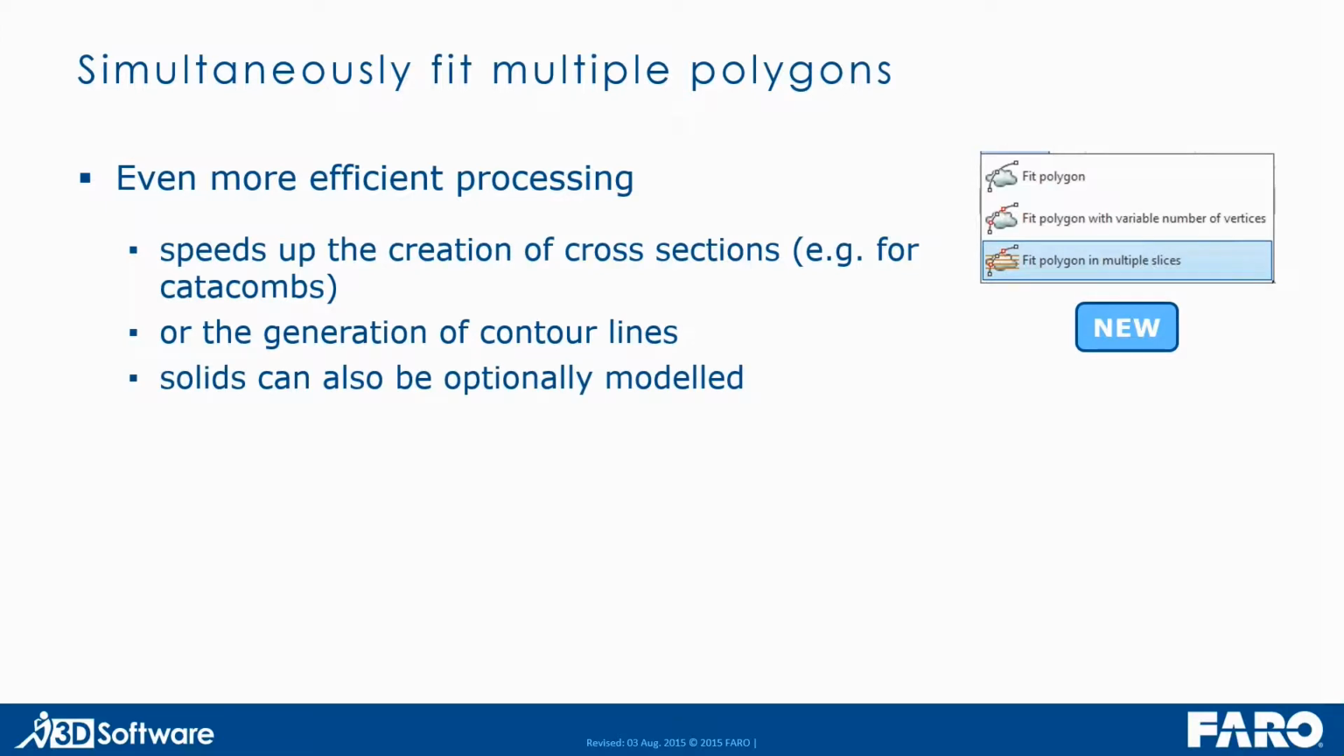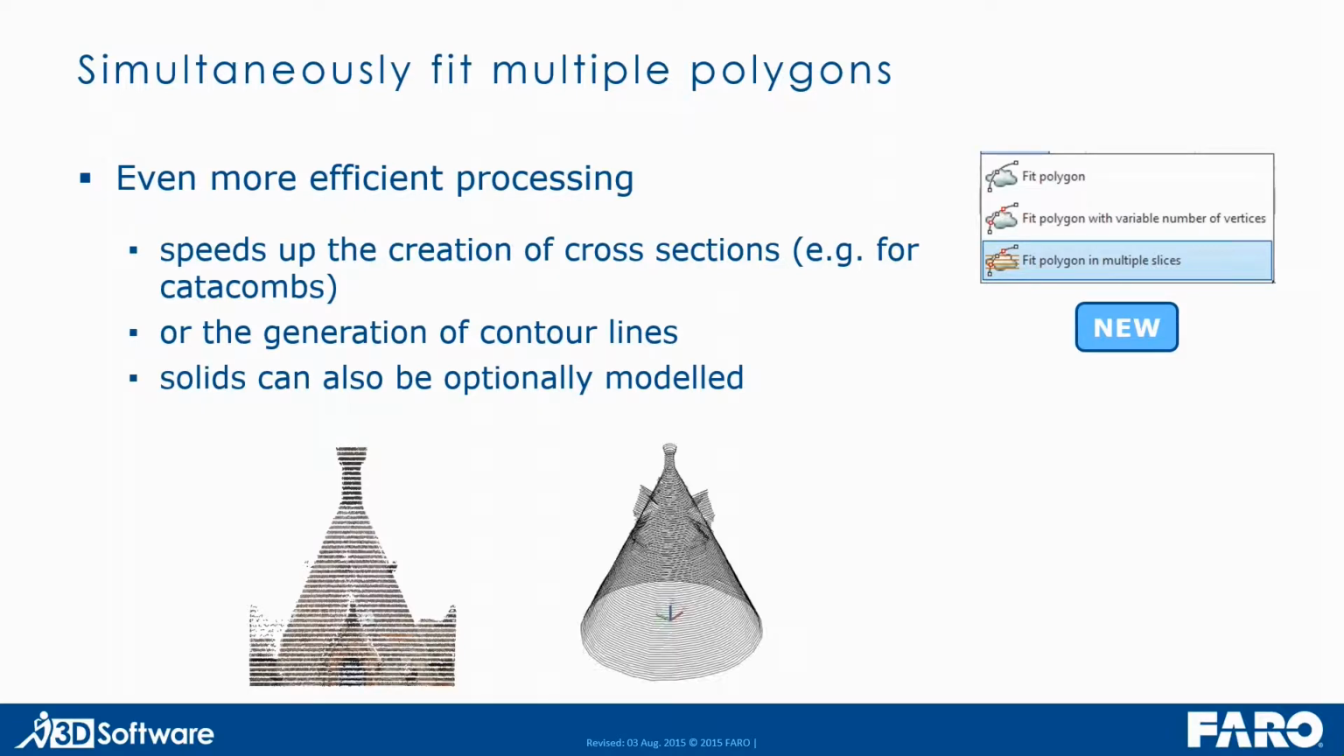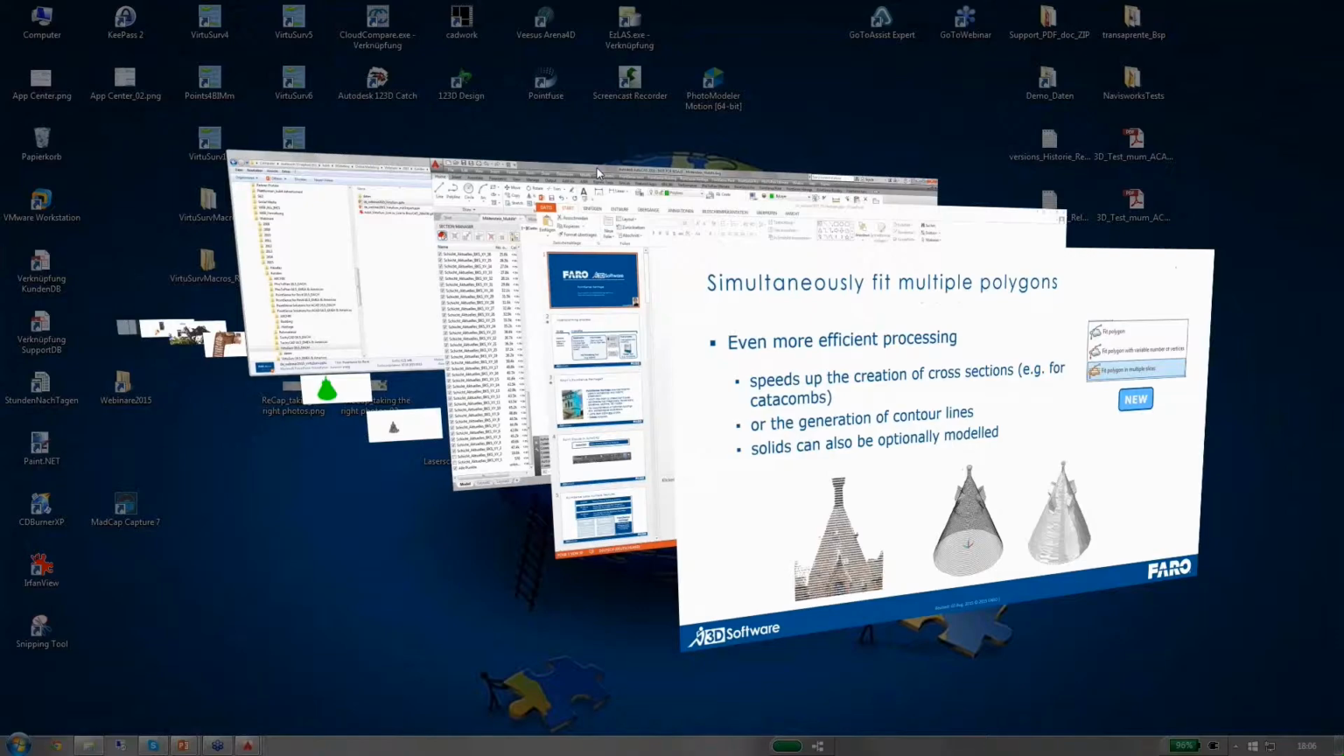You also have the option to automatically create solids with this tool, and here's how it works. You first use the multi-slice command to create the profiles of the point cloud, and then the algorithm fits polygons to those slices. And if you have enabled the option for creating a solid, you will get a solid as well. Let me just demonstrate so you get a better impression of the workflow.